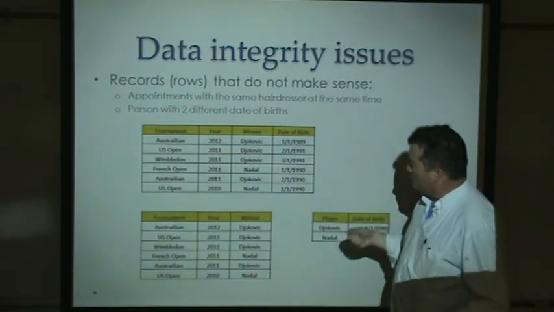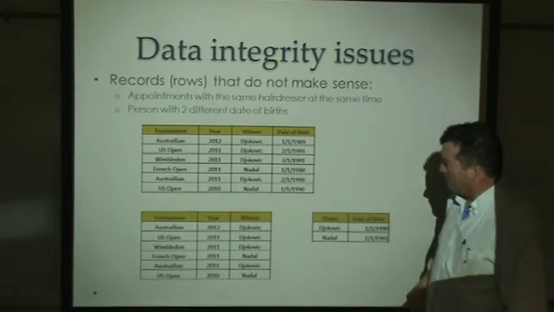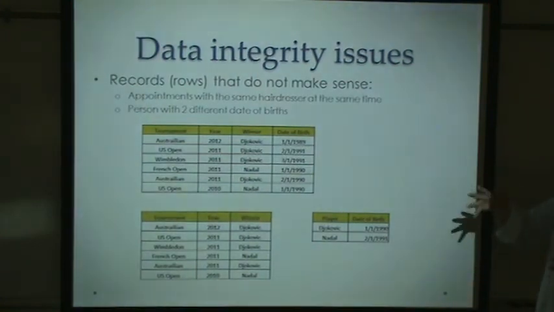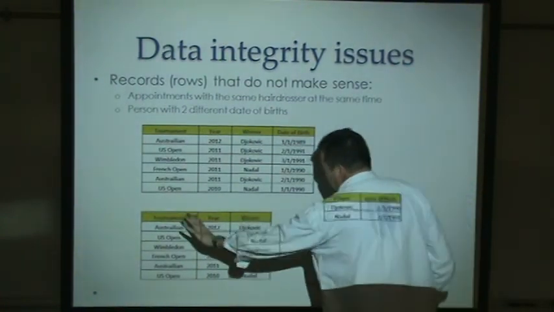So we as human beings know that every person only has one date of birth. But with our database, we could set it up in such a way that we give two different dates of birth for the same person. So it's just something to keep in the back of your head when you're creating your tables. You might want to instead separate it.